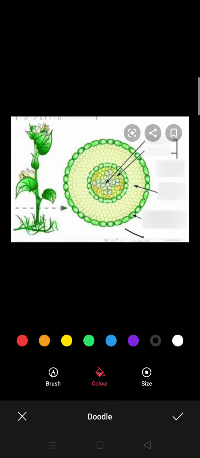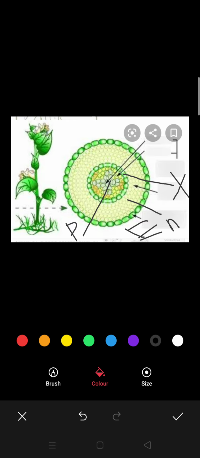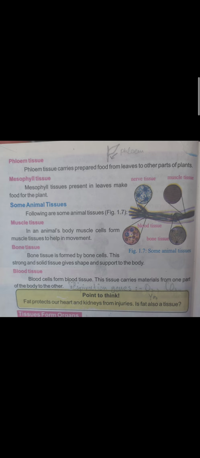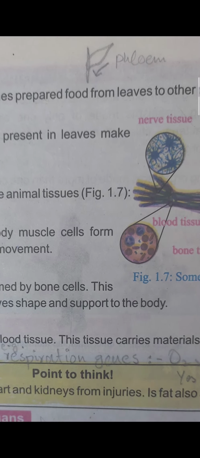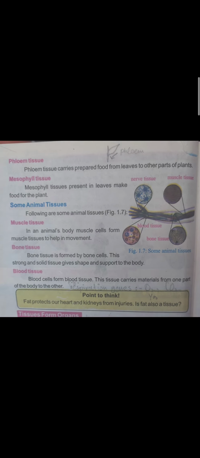This is the epidermal tissue. This is the phloem. This is the xylem, while this is mesophyll. Mesophyll and phloem we will read further. Phloem tissue carries prepared food from the leaves to the other parts of plants, like this. Mesophyll tissues present in leaves make the food for the plant.